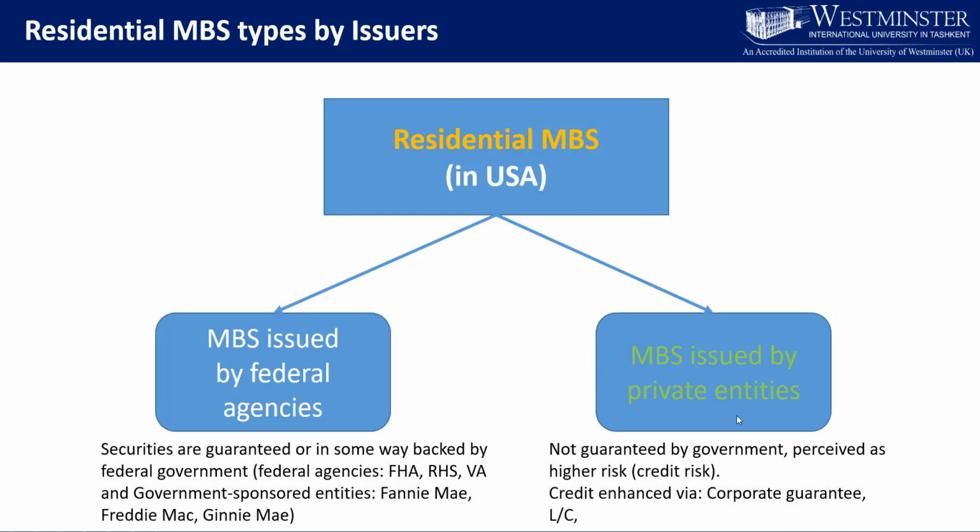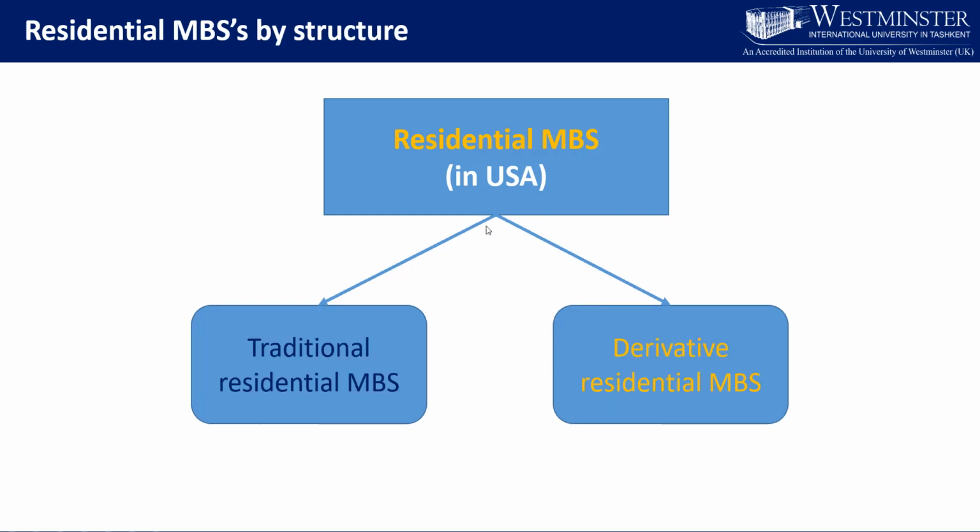Now, private MBS is not guaranteed by government, perceived as higher risk, higher credit risk, and it may be relatively illiquid because this is a smaller segment of the market. But credit can be enhanced by a variety of creative instruments, corporate guarantees, letters of credit, etc. In terms of residential MBS, in terms of the structure, there's traditional residential MBS, also called mortgage pass-through securities, and derivative residential MBS.